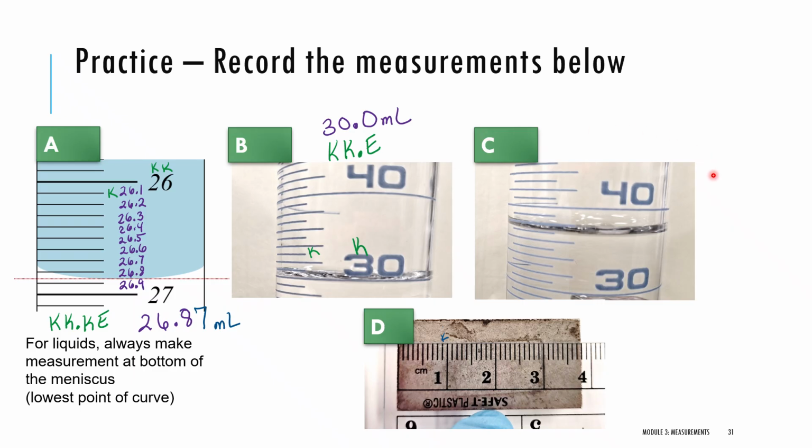Next, look at image C. The line spacing is the same as image B, so the same template applies. KK.E. Labeling the lines between 30 and 40, we see that the bottom of the meniscus is above 37 and below 38 milliliters. Reading from the bottom of the meniscus, a reasonable estimate is about 37.3 milliliters.